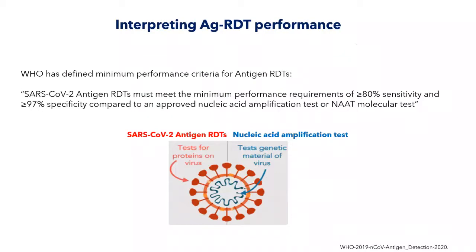WHO has defined minimum performance criteria for antigen rapid detection tests. That is, a SARS-CoV-2 antigen rapid detection test must meet the minimum performance requirement of more than 80% sensitivity and more than 97% specificity compared to an approved nucleic acid amplification test or NAT molecular test, for example, PCR.